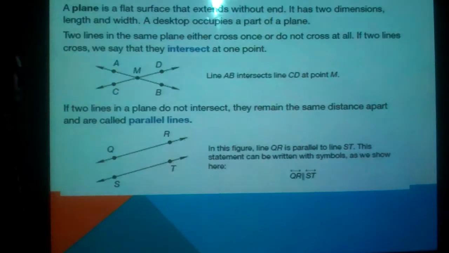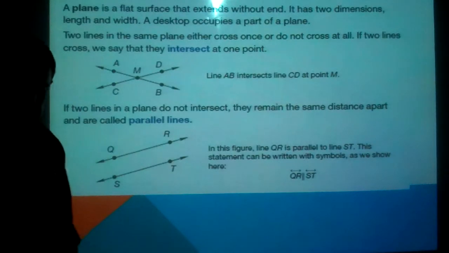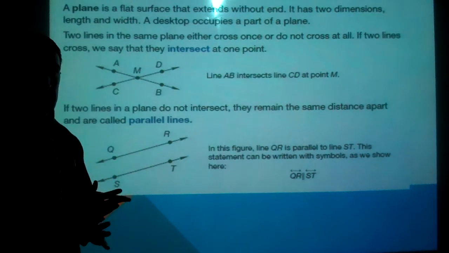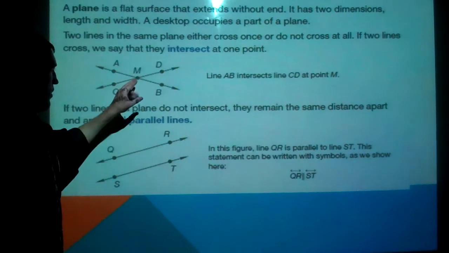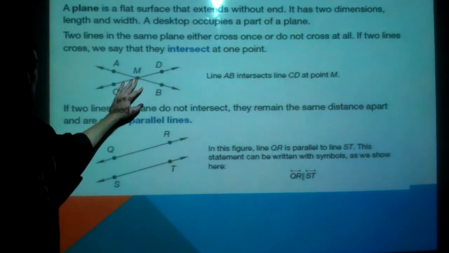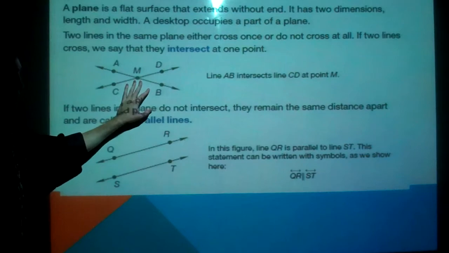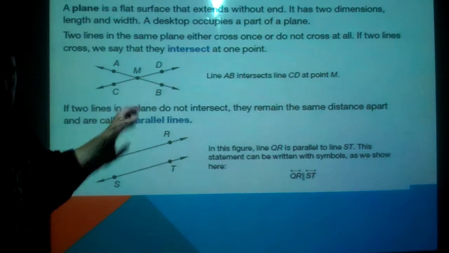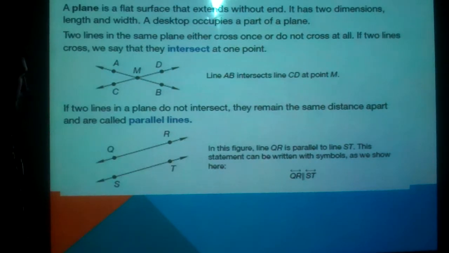Alright, moving on. Intersections. Lines can intersect on our planes and in a three-dimensional world, and when they intersect at one point, we call it an intersection. Later on in algebra and stuff, we'll be able to actually find out where they intersect, but we would need a coordinate plane for that.